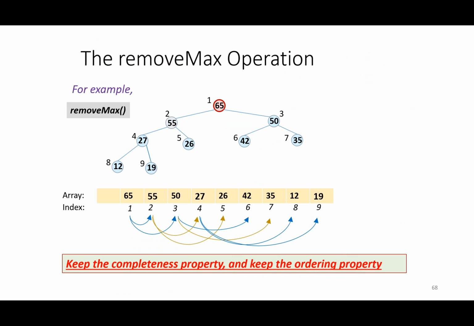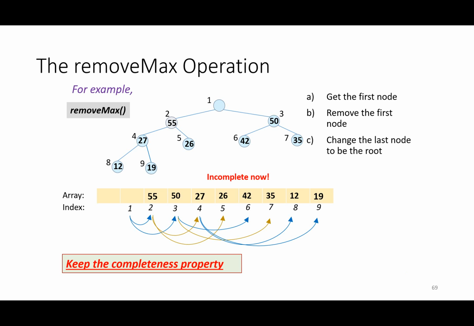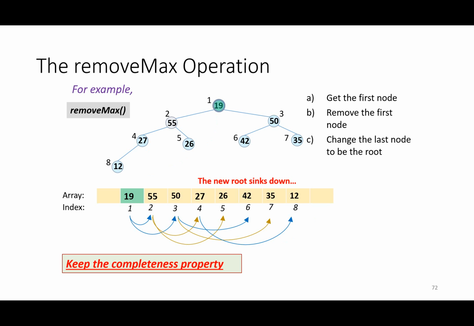To remove the maximum, in that case we have to remove the root node. And we also need to keep the complete property and keep the order property. Once you remove the 65, the nodes at index 0 and index 1 become empty. It's not good for an array data structure. It's not complete now, so we have to consider how to make it complete. One idea is to move the last element to the root position. In that case, it fills the gap.